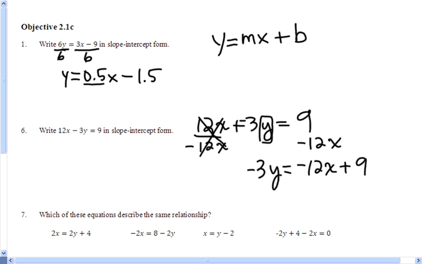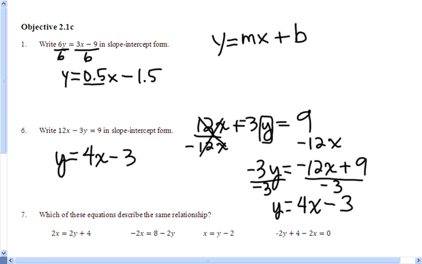And what do we do now to get rid of this negative 3? Divide by negative 3, because negative 3 divided by negative 3 is positive 1y. So we're going to divide both sides by negative 3, and now we have y equals negative 12 divided by negative 3 is positive 4. And 9 divided by negative 3 is negative 3. And you can either write plus negative 3 or minus 3 would be the simplest way to write that. So y is equal to 4x minus 3.